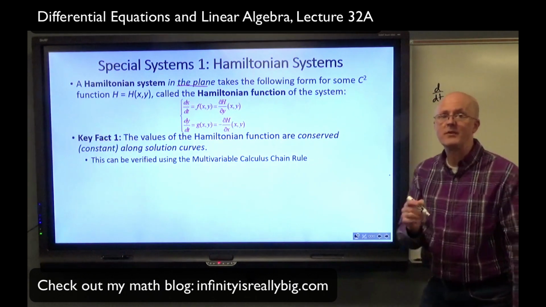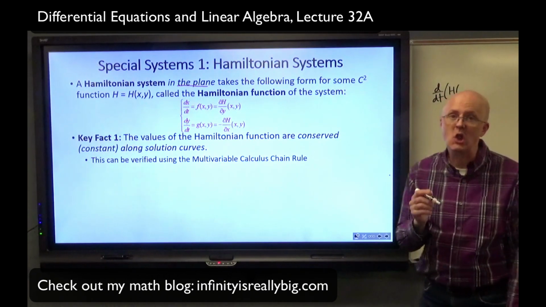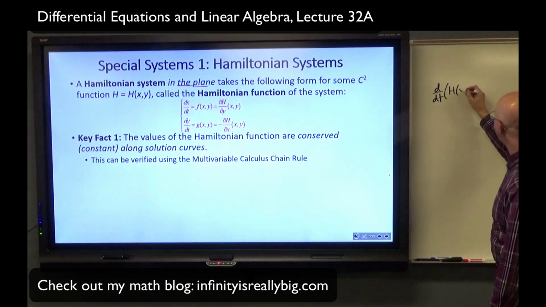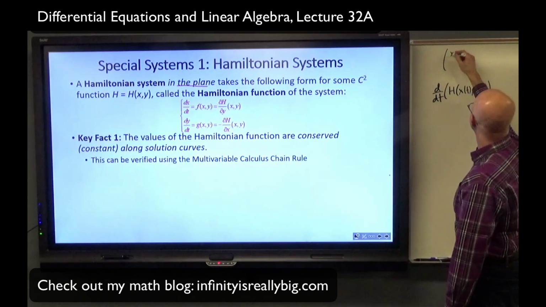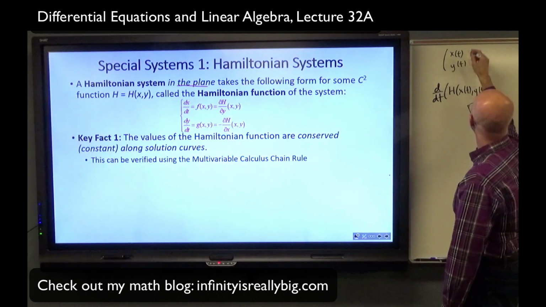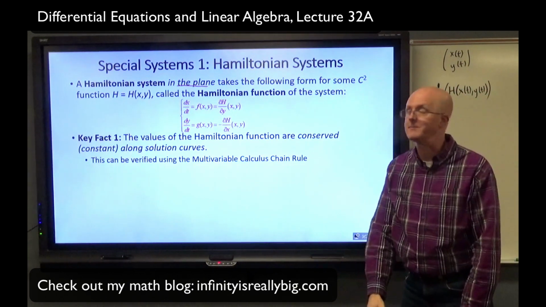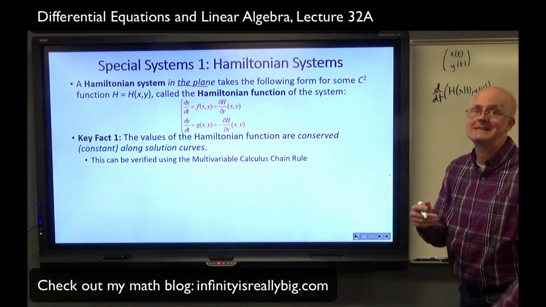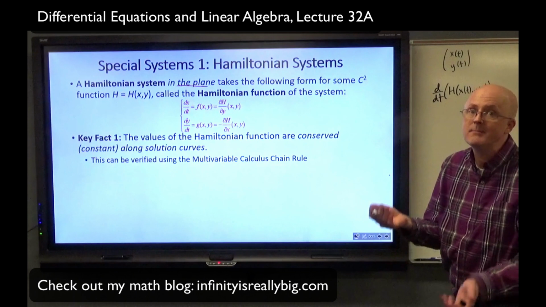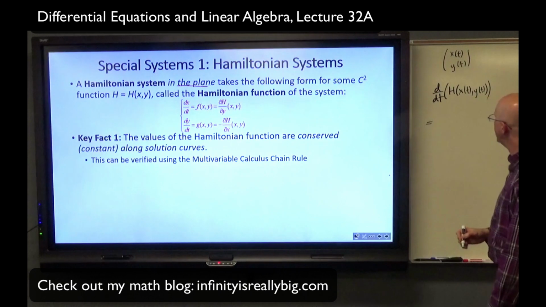If we differentiate with respect to time the value of the Hamiltonian function along a solution curve, meaning I need to imagine plugging in, say, a little x of t and a little y of t, where we usually think of these things as column vectors. The column vector x of t, y of t is a solution of the possibly nonlinear system. Not saying I have a formula for this, and in fact in the more complicated examples we won't be able to find formulas for x of t and y of t, but we can still think abstractly about what this would be. But you need to know the multivariable calculus chain rule.